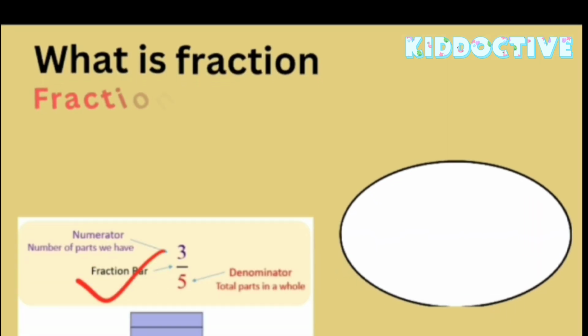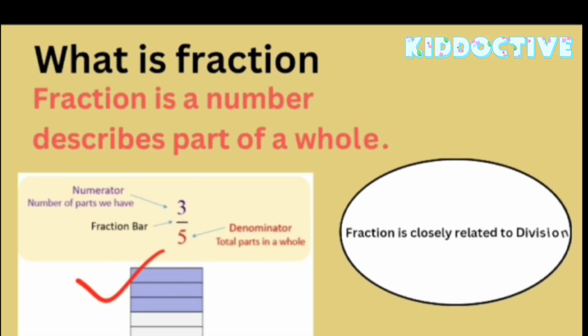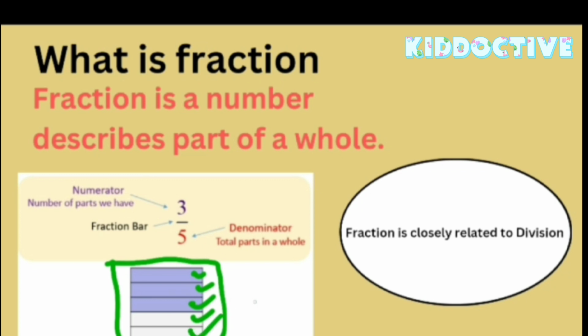Okay, what is a fraction? A fraction is a number that describes a part of a whole. So if you consider this as a whole, that is 1, 2, 3, 4, 5. This one is 5 parts. The whole is divided into 5 parts. So for the fraction, we have colored how many parts? 1, 2 and 3.